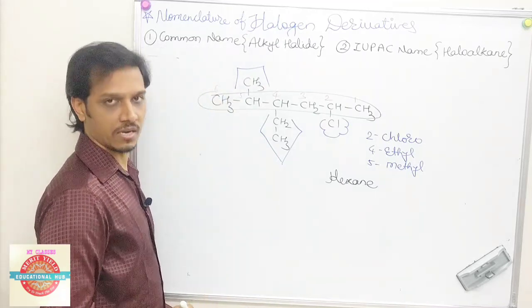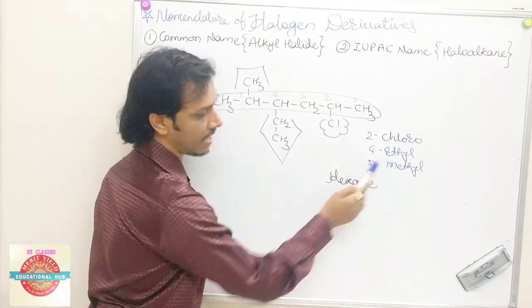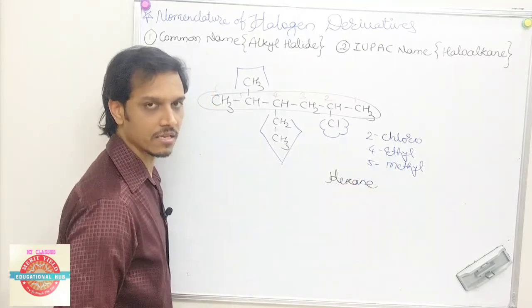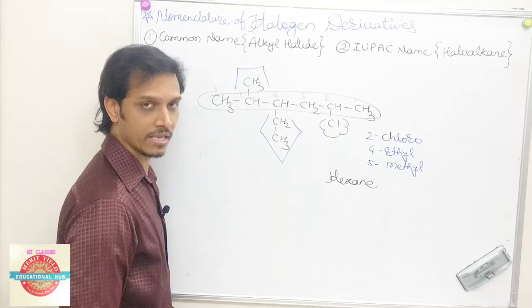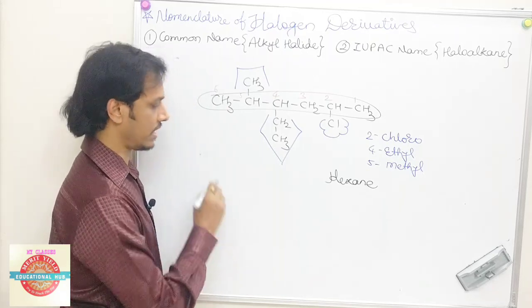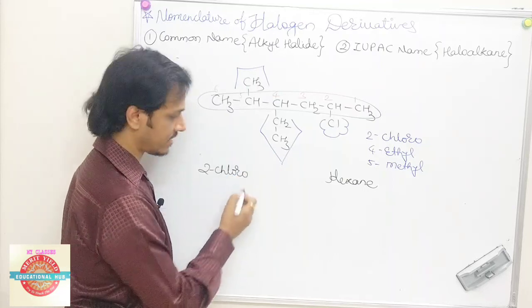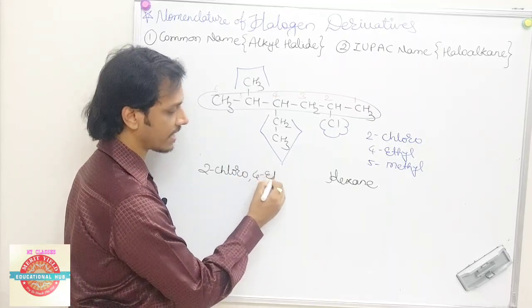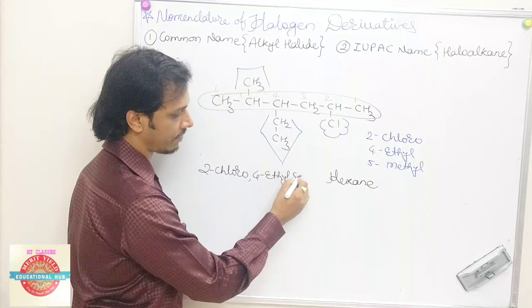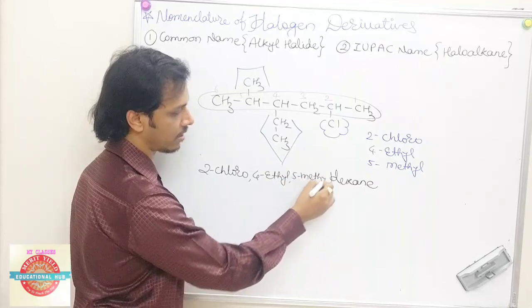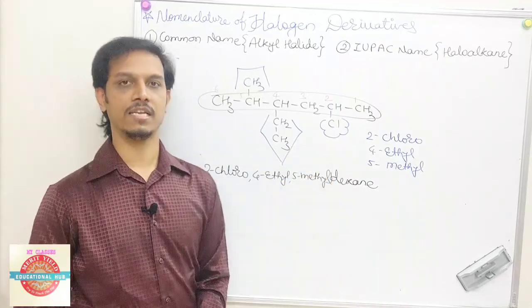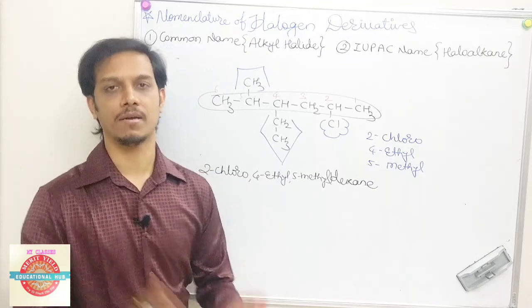But the twist comes: ethyl first or methyl first? The alphabetical rule says E comes before M. That's why ethyl first. So the name will be 2-chloro, because Cl is the guest here, 4-ethyl, 5-methylhexane is the name of this particular compound.